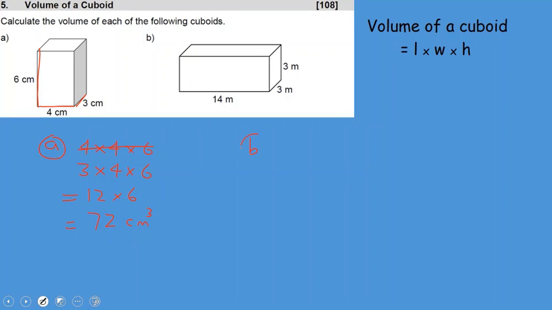So question B, we're going to say our volume is 3 times 3 times 14, 3 times 3 being 9 times 14. So I know 10 times 14 is 140. So we take 14 away from 140 and get 126. And then we've got our length in meters. So our unit for volume must be meters cubed.